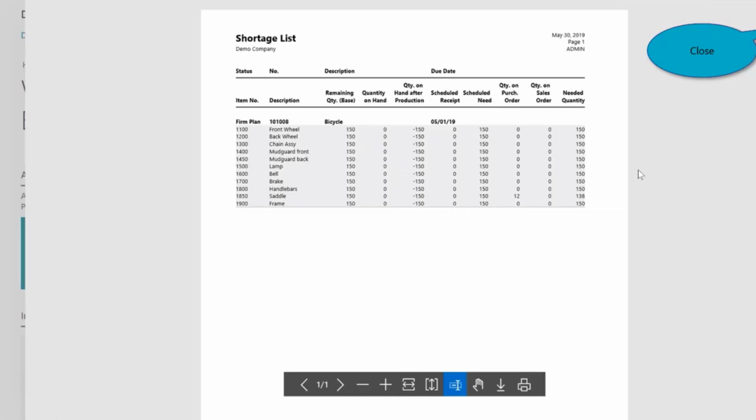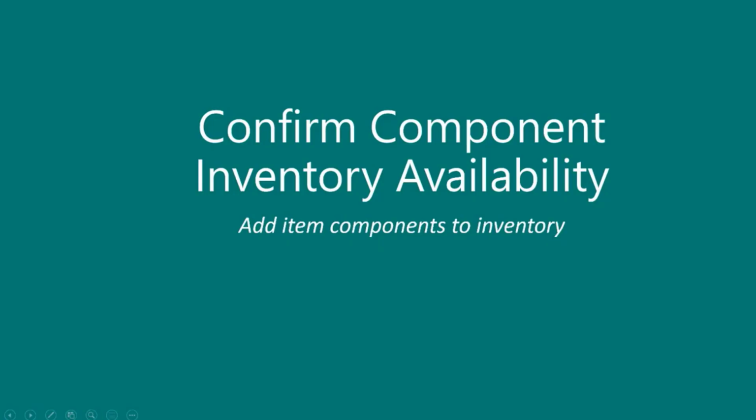The reason for the report is we don't want to put a production order on the shop floor without having the components or raw materials to build them. Next, we'll add the 11 short item components into inventory for the production order, and we'll use the item journal for that.